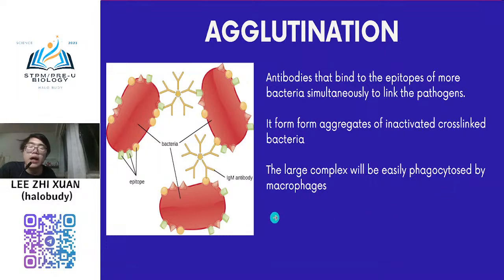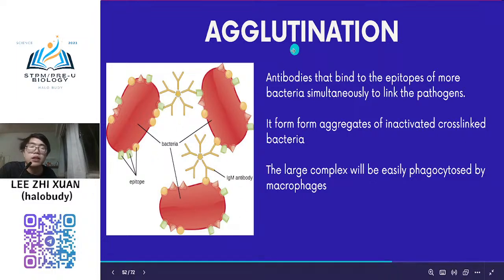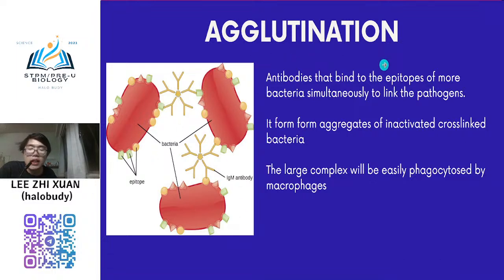So it won't be easy for the macrophage to engulf the bacteria one by one. But if they are packed together into a huge complex like this, the macrophage can engulf them very easily. So this is what we call agglutination. The antibody clumps many bacteria into one place.